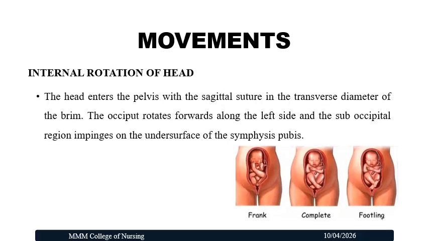Next movement is internal rotation of the head. The head enters the pelvis, that is, the sagittal suture will lie in the transverse diameter of the pelvic brim. The occiput rotates forward along the left side and the suboccipital region will impinge on the undersurface of the symphysis pubis.